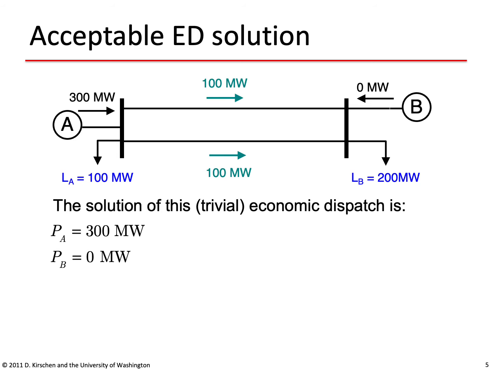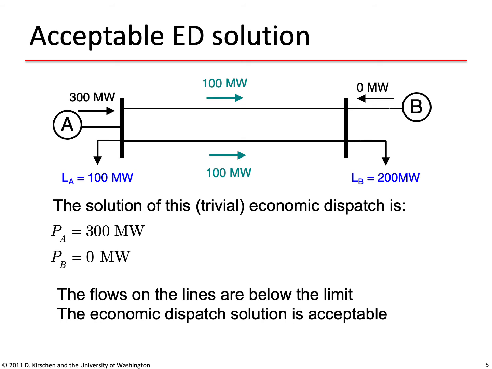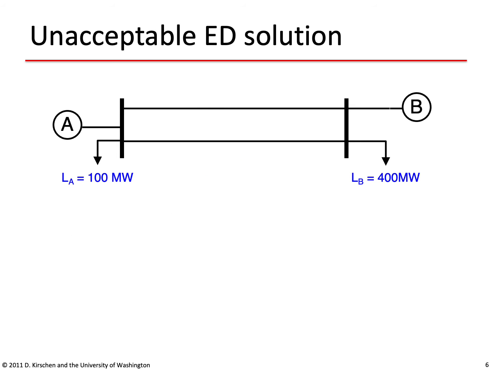Now in this case, these flows are acceptable because they are not above the limit on these lines, which is also 100 megawatts. So this economic dispatch solution is acceptable. But what happens if the load at B increases to 400 megawatts?